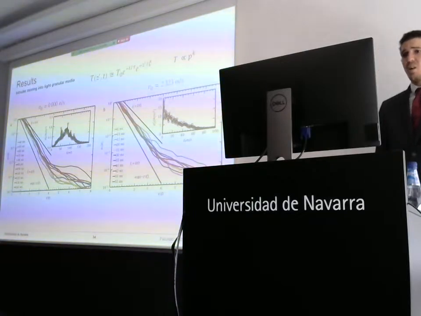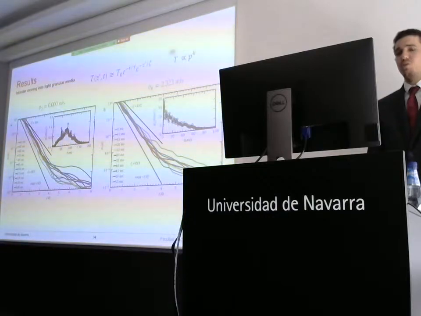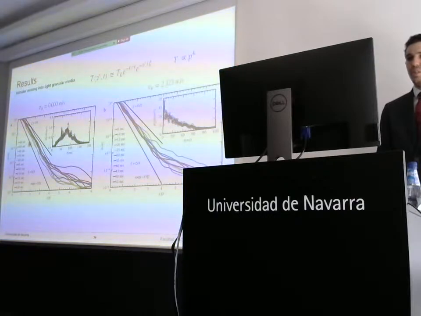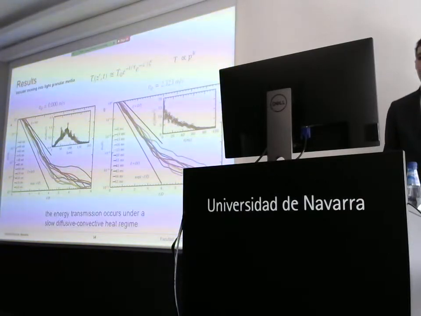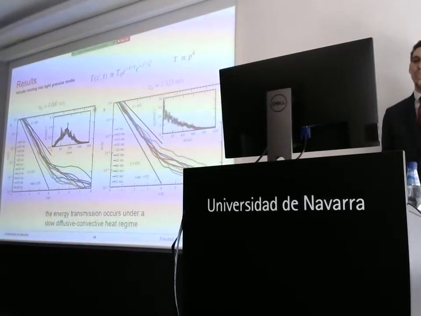So the granular temperature can be assumed to be directly related to the kinetic pressure. If we plot the kinetic pressure normalized with the value at the surface of the cylinder of the intruder, we can see that all the curves collapse here, denoting an exponential behavior. That means that the process occurs under a slow diffusive convective heat regime, in agreement with this equation here.